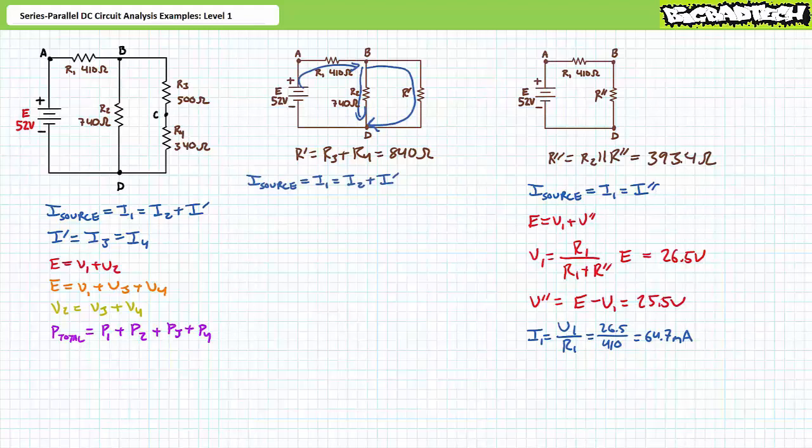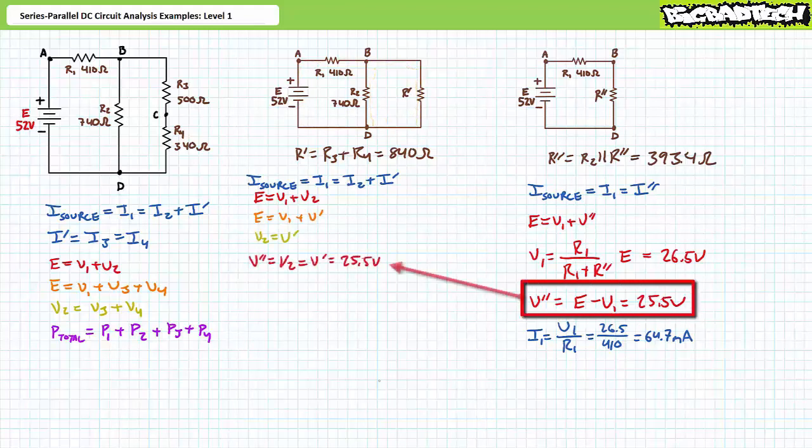A Kirchhoff's current law analysis of the first simplification demonstrates that source current equals I1, which equals I2 plus I single prime. A Kirchhoff's voltage law analysis of this loop in red demonstrates that E equals V1 plus V2. A Kirchhoff's voltage law analysis of this loop in orange demonstrates that E equals V1 plus V single prime. Finally, a Kirchhoff's voltage law analysis of this loop in yellow demonstrates that V2 equals V single prime.